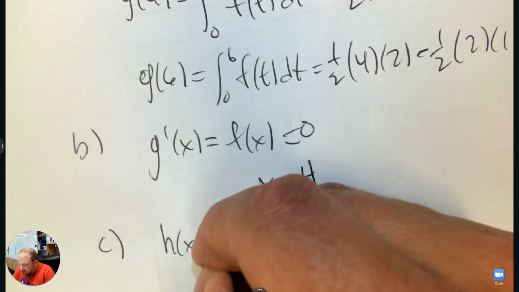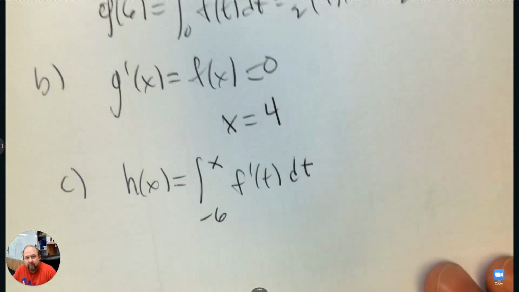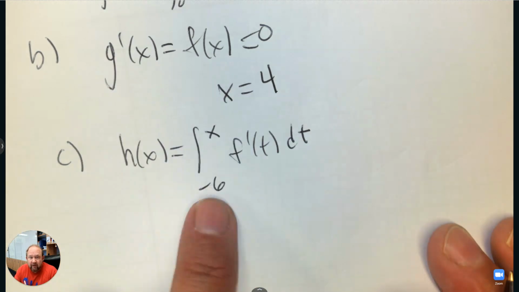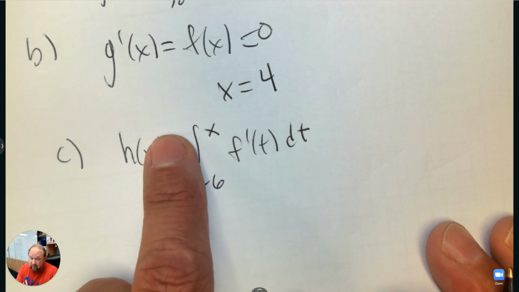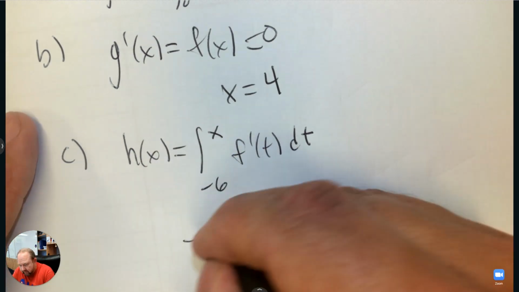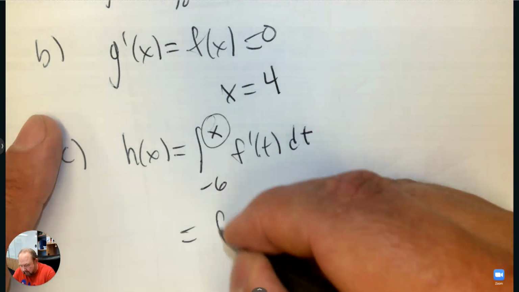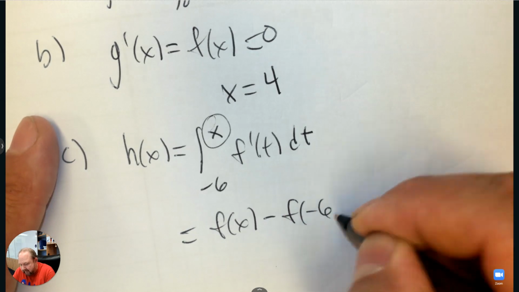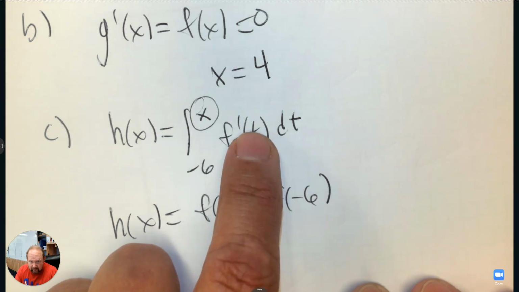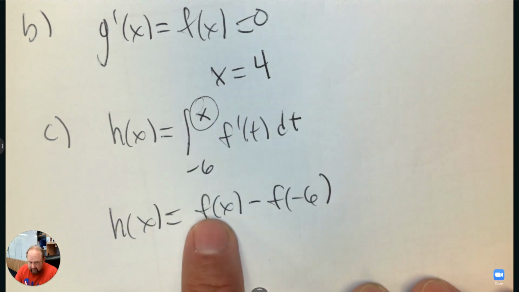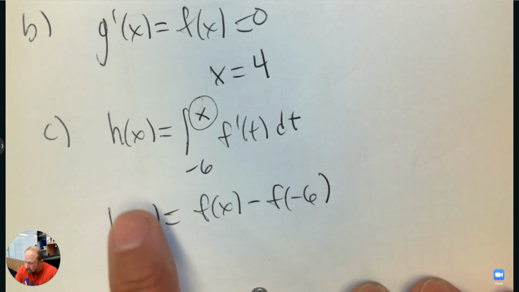Part C. You're given h at x equals the integration from -6 to x of the derivative. Before I go on, I'm actually going to simplify this. So you already have a derivative and an integration. And so the integration of that is just f at t, and then you plug in the upper bound, subtract the lower bound. So we already have that as an answer. So when I integrate a derivative, what's the antiderivative? It's just f at t. And I plug in the top bound, subtract the bottom bound. Now we can answer the question.